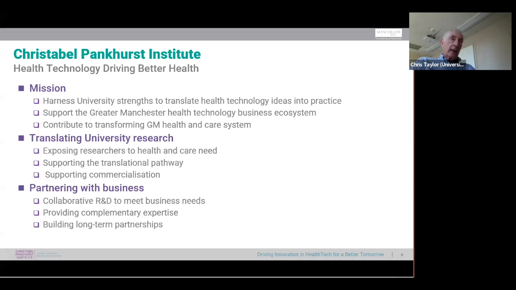So a specific focus, and it's what's really relevant to the presentation today, is on translation: how we take ideas in the university and get them out in practice into the health service. Part of the mission of Pankhurst is exposing researchers to the real health and care needs, so starting things from the point of real need, and then supporting the translational pathway, and that's precisely what the event today is about, and then moving on from that, supporting commercialization.